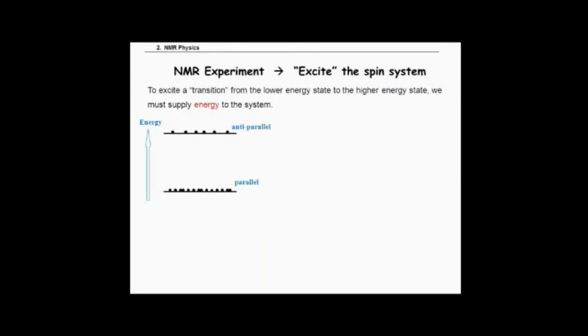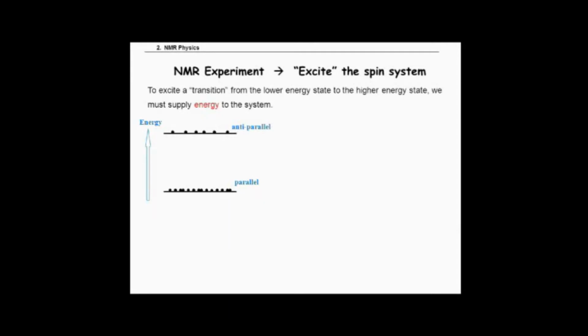Okay, so in an NMR experiment, what we're trying to do is we're trying to excite the spin system. So we go back to our energy level diagram. We have a number of spins which have their alignment parallel to our external magnetic field in a lower energy level, and a number which have their alignment anti-parallel, so in the higher energy level.